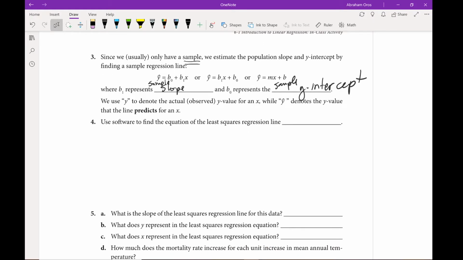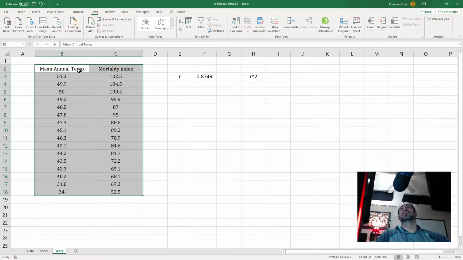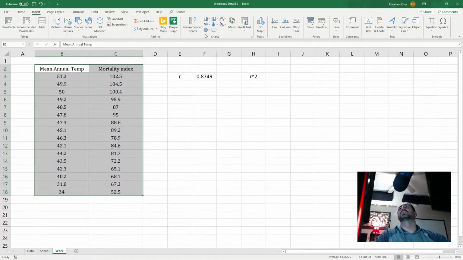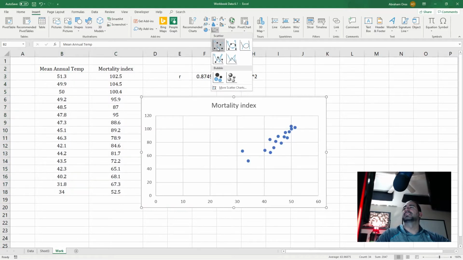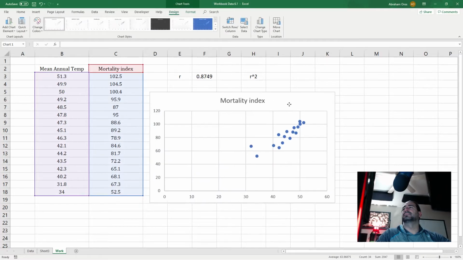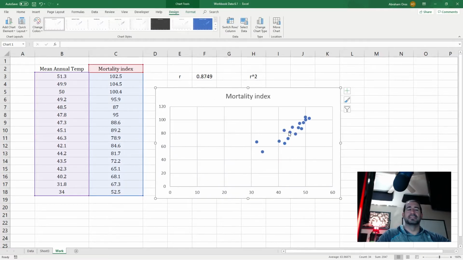Great. So let's get back to the software again. And now I'm going to show you something new. Again, grab all this data, make sure you've highlighted all that stuff, and then we're going to insert, and over here you're going to look for the scatter plot. Right? And so when we look at the scatter plot, it really looks similar to the one that we had in the workbook.